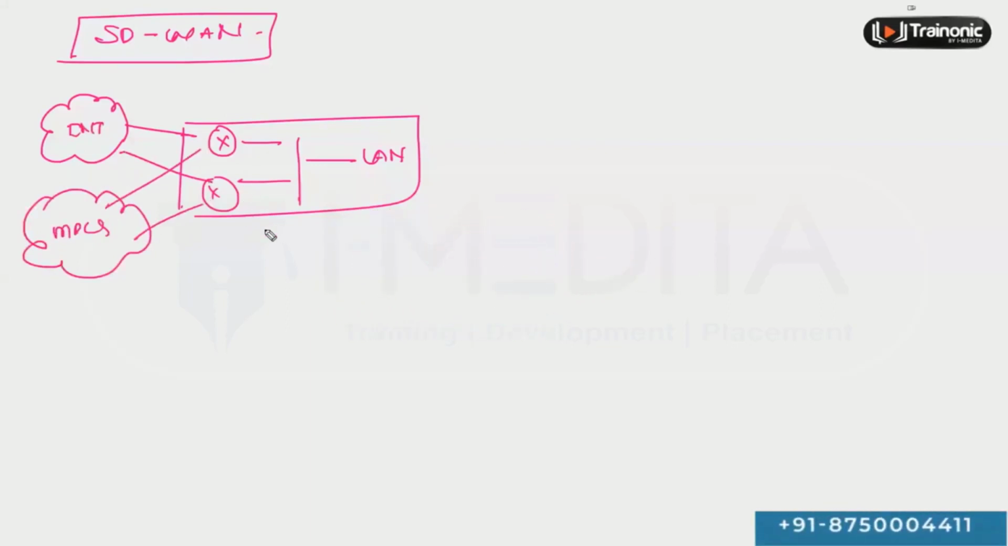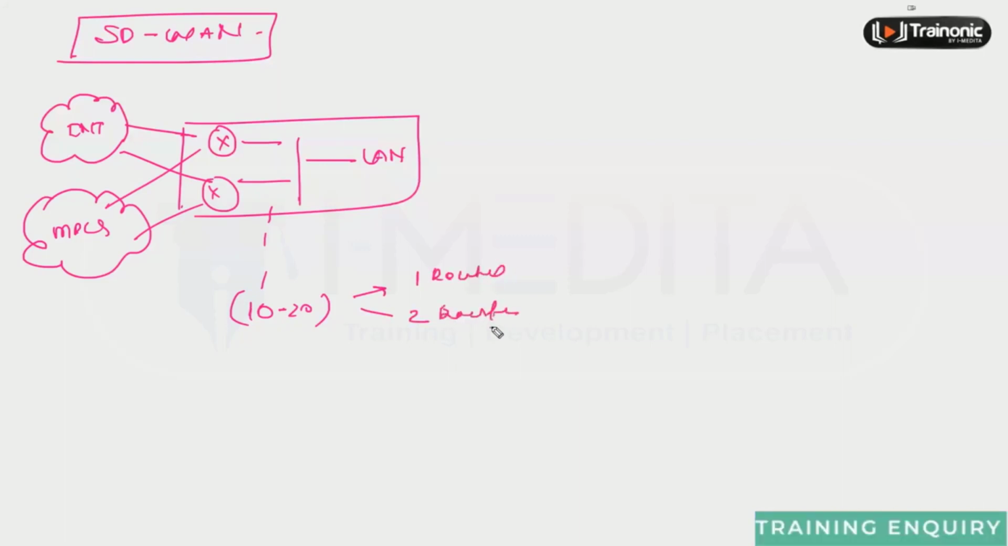Similar to this, we have like 10-20 branches, and in some branch we have only one router. In some branch I have two routers, for example, and I want to have a centralized control over all the aspects of these WAN edge devices. That sort of service we can get from SD-WAN. The software-defined approach to manage the WAN devices is what we get in the SD-WAN.